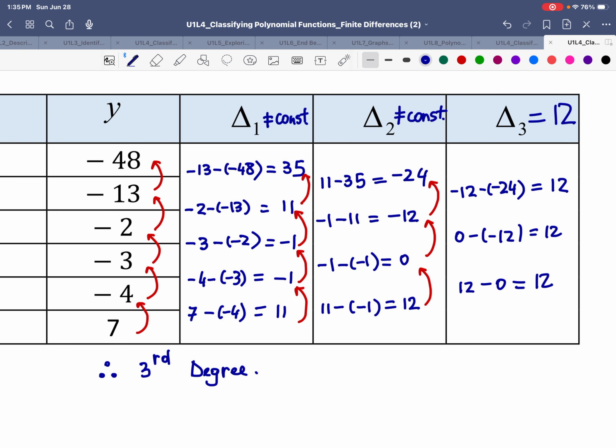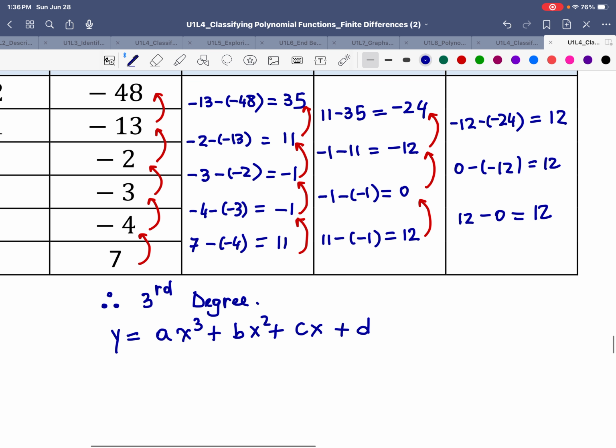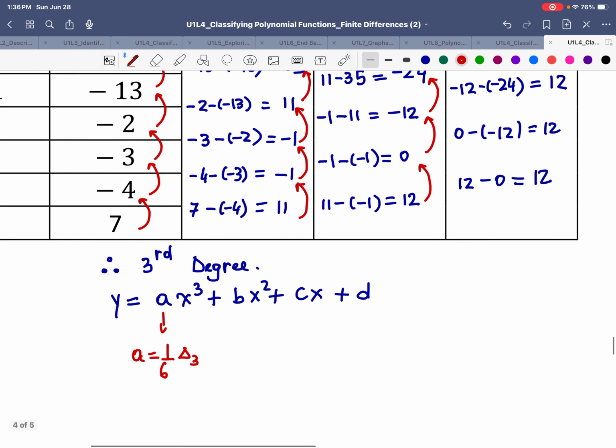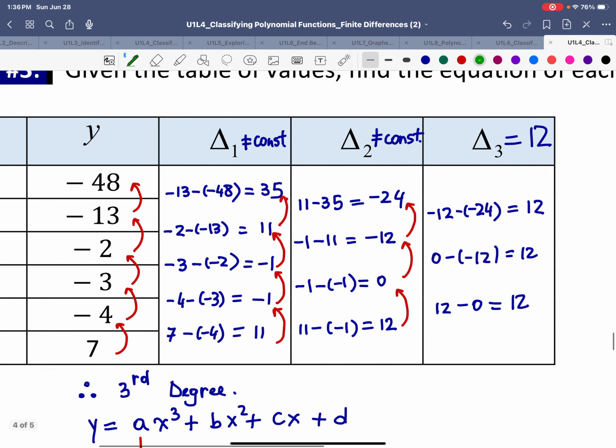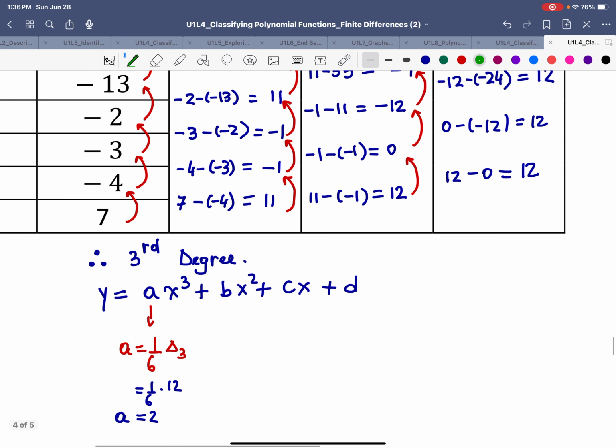And the equation of it will be in the form y equals ax cubed plus bx squared plus cx plus d. So let's check and see what coefficients we can find. We know that we can find the coefficient a as 1/6 of delta 3, and delta 3 being 12 will give us the coefficient a of 1/6 times 12, so a equals 2. Next, we're going to find the coefficient d. Coefficient d is the y value of the function when x equals 0.